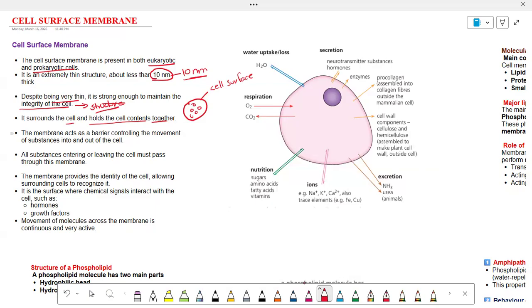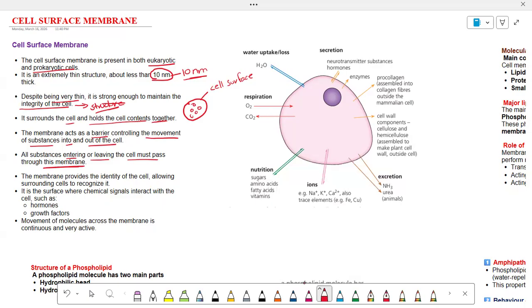This membrane acts as a barrier, controlling the movement of substances into and out of the cell. All substances entering or leaving the cell must pass through this membrane. So we can say that it is just like a gatekeeper. It has the authority to allow substances to move inside the cell or outside the cell. So it is a very important function of the cell surface membrane.